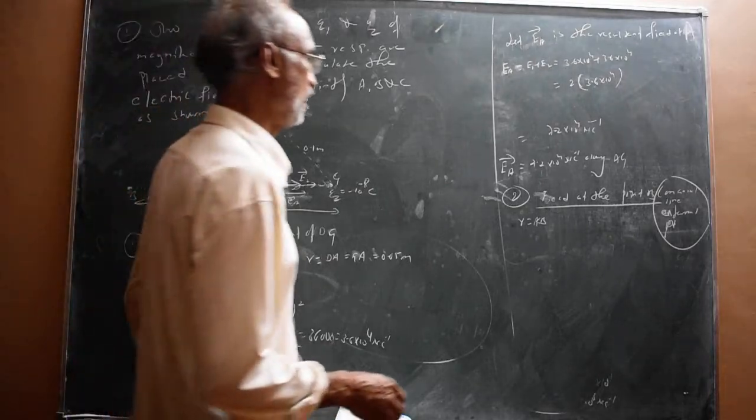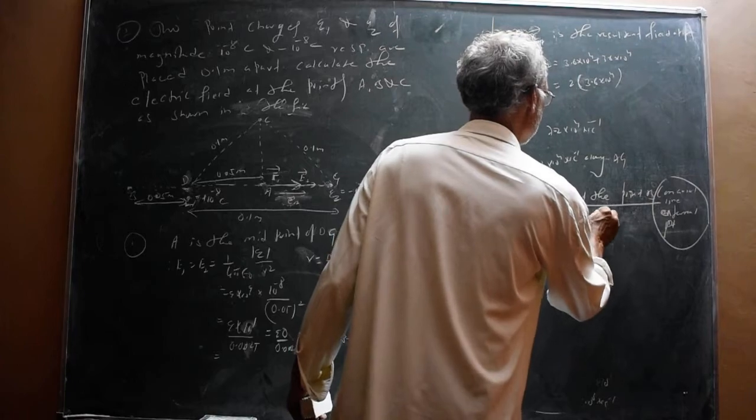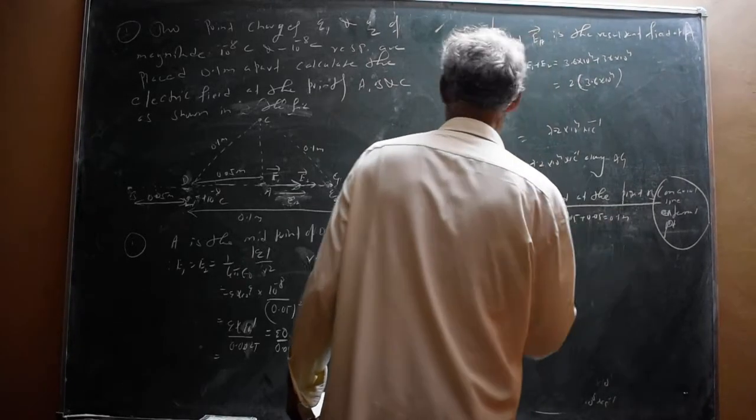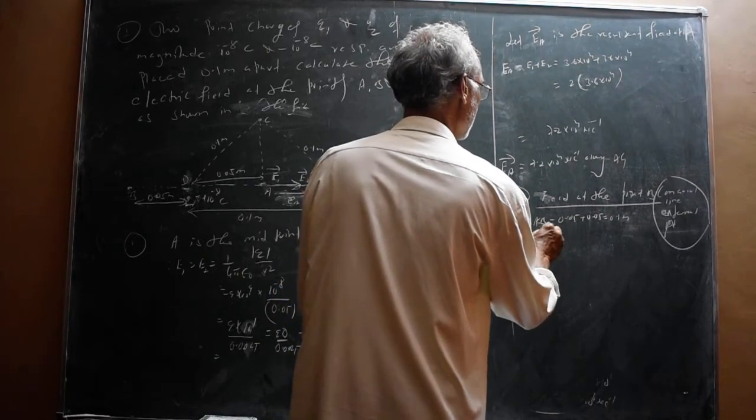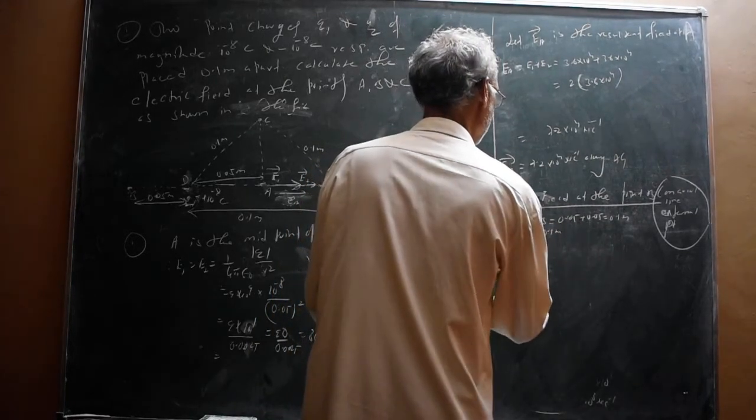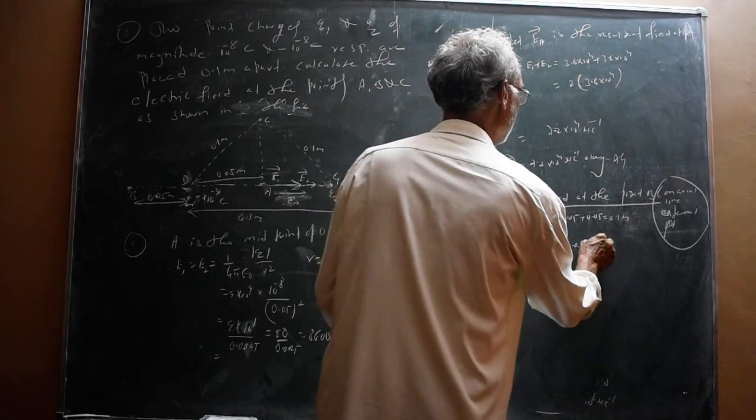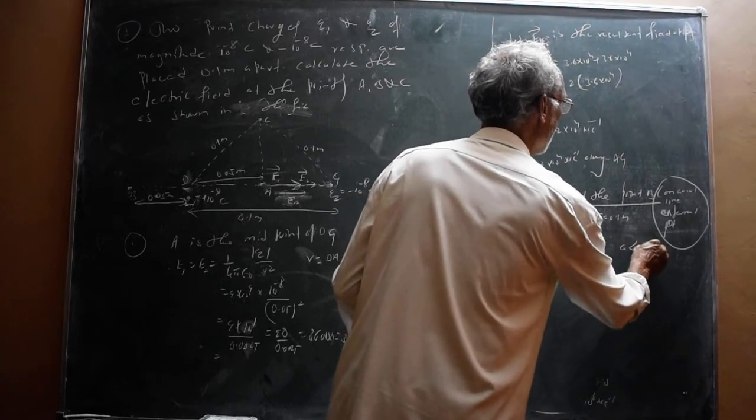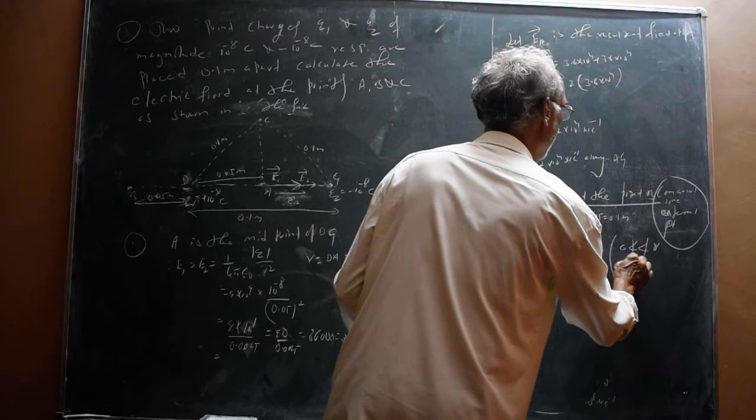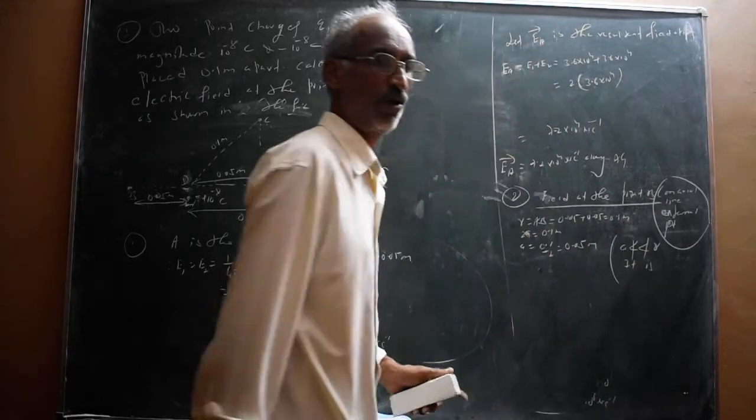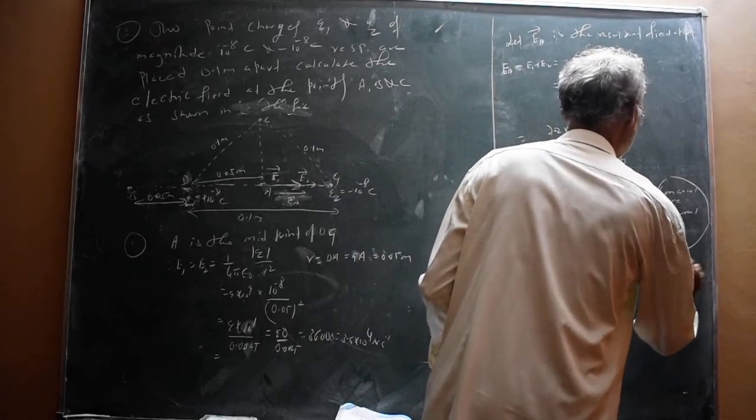Now R is AB, that's equal to 0.05 plus 0.05, 0.1 meter. 2A is the distance between Q1 and Q2, the axis of the dipole, 0.1 meter. Therefore, A is equal to 0.1 upon 2, that's equal to 0.05 meter. A is not small as compared to R, therefore it is not a short dipole. Therefore, the short dipole formula should not be used.